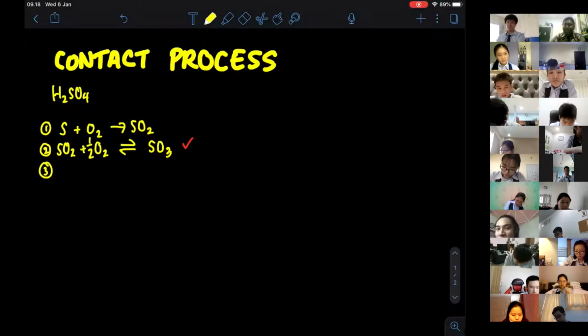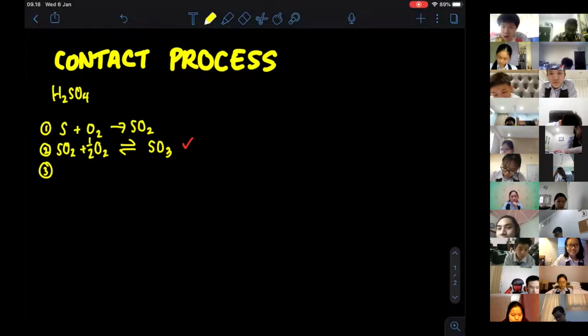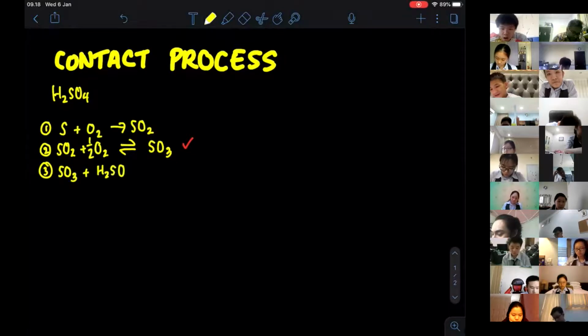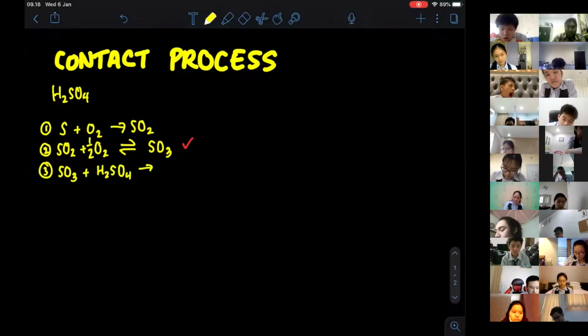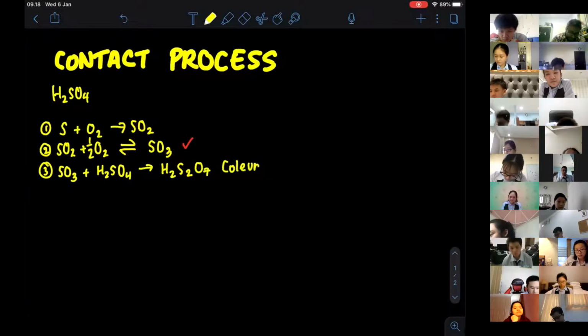In order to produce sulfuric acid on a massive scale in industry, you need sulfuric acid. So if you have SO3 plus H2SO4, this small amount of sulfuric acid, it will give you what we call oleum. H2S2O7: that's H2, so S2, and O is 3 and 4, so O7. This is known as oleum. Oleum is going to be produced.